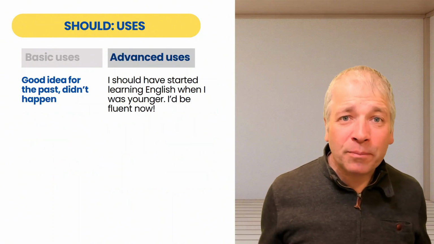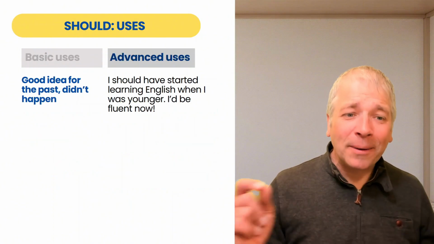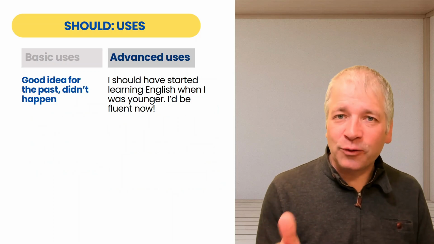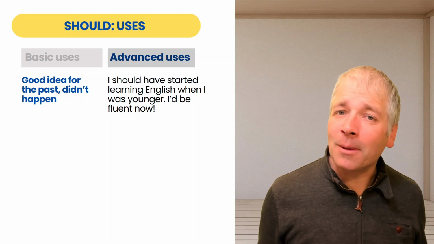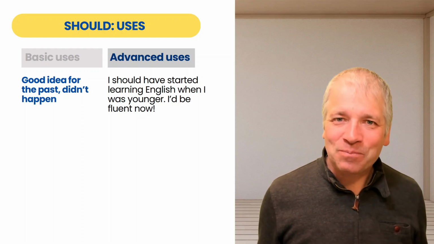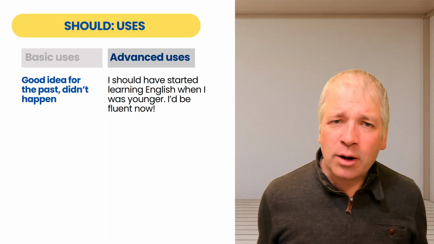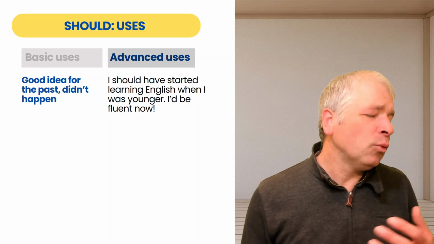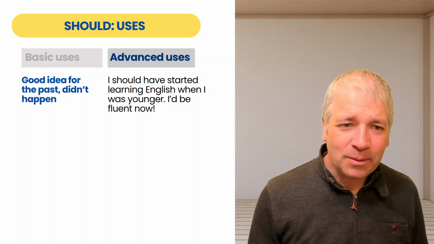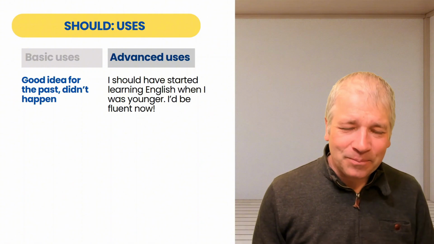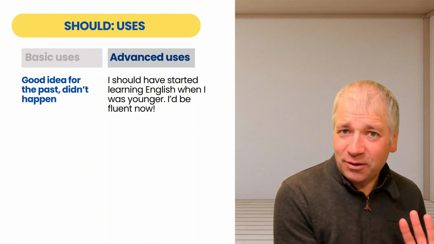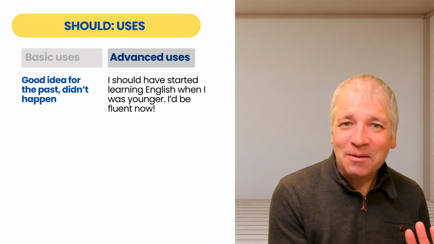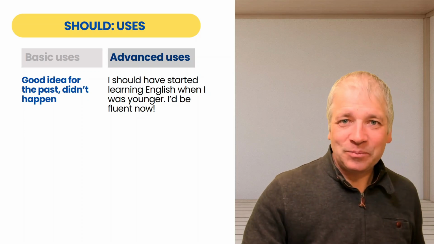When we talk about something being a good idea for the past but didn't happen, we can use should for that as well. I should have started learning English when I was younger. I'd be fluent now. So here, should have started is what would have been a good idea in the past, but it didn't happen. So should indicates behaviour that I wish I'd taken, but I didn't.